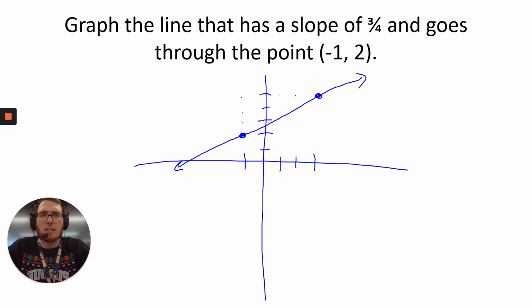The most common mistake is students try to do the slope from 0, 0. Think of it like directions like a GPS. Figure out where you are, and then do the slope or the directions from where you are to where you're going. And that should be able to graph that line in that aspect.